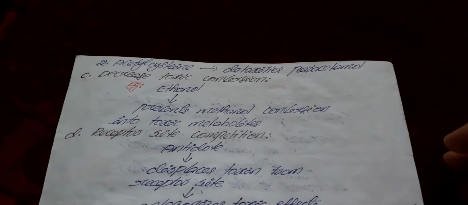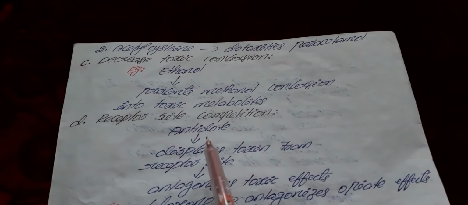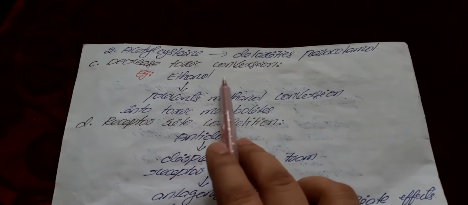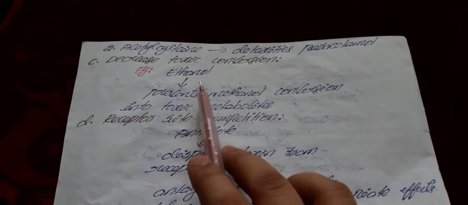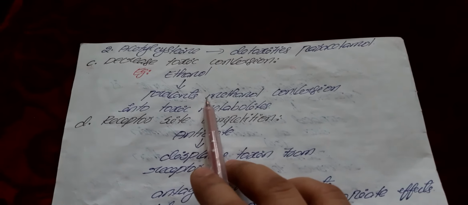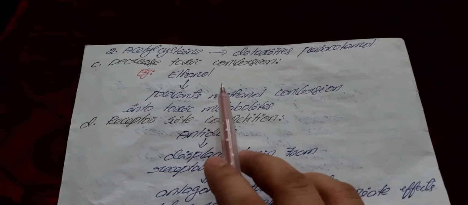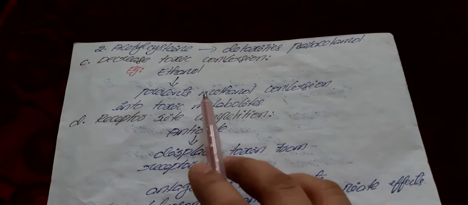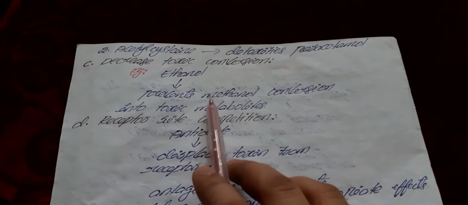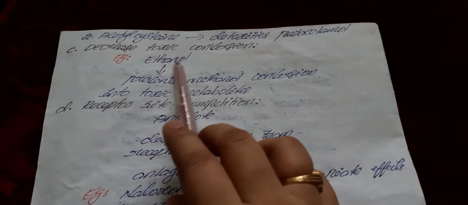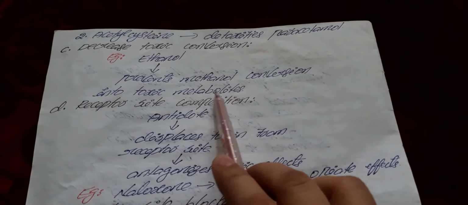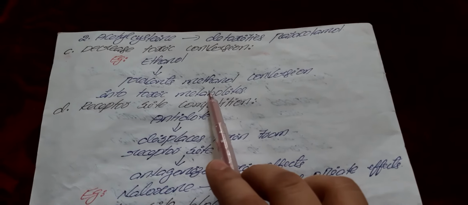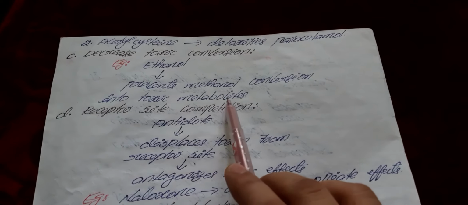Next, the third one is decreased toxic conversion. Here the antidotes will reduce the metabolism of the poisonous or toxic compounds. For example, ethanol will prevent the metabolism of methanol, and it stops the conversion of methanol to toxic metabolites.